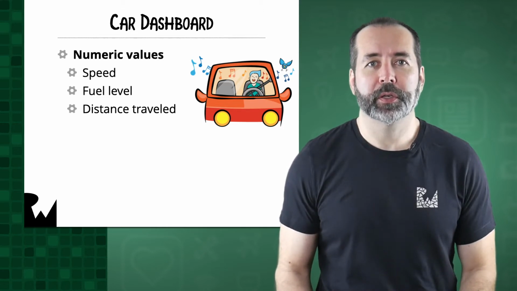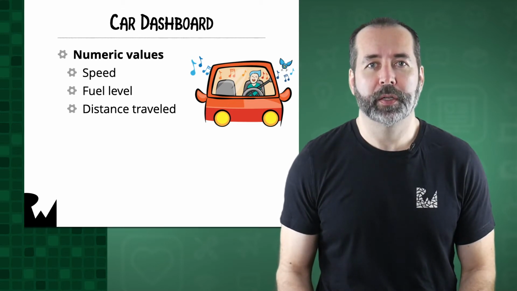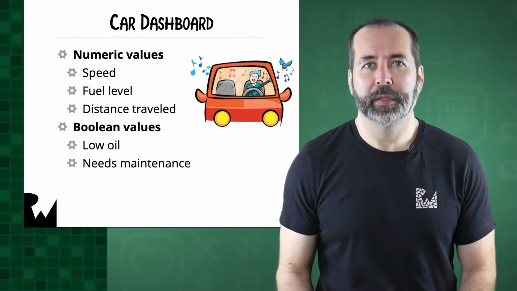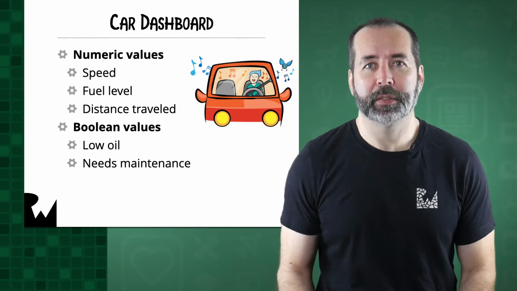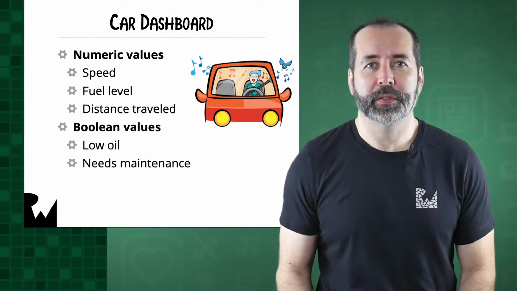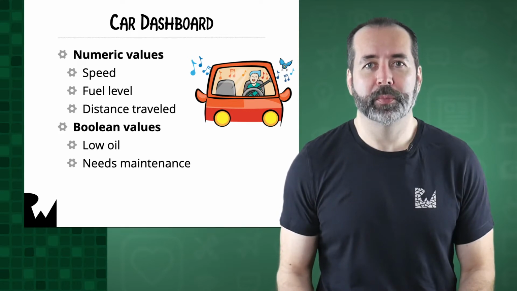They show the car's current speed, fuel level, distance traveled, and so on, each of which is some kind of numeric quantity. Dashboards also have warning lights, such as the low oil warning light, or the "it's time to take the car to the shop for some maintenance" light. Each of these lights is either on, indicating that there's a problem that needs the driver's attention, or off. This on-off, true-false information is called a Boolean value in programming.